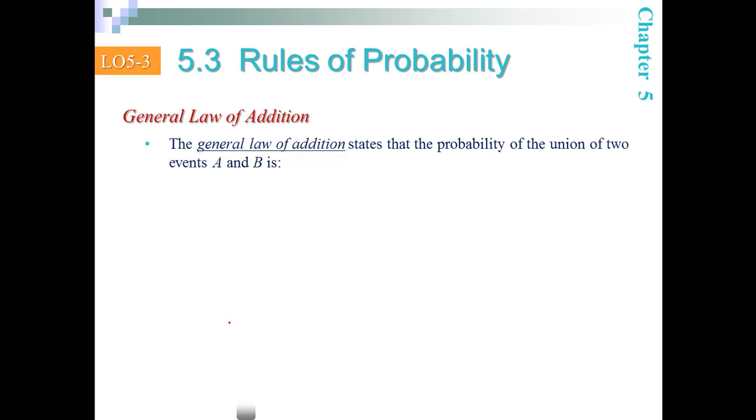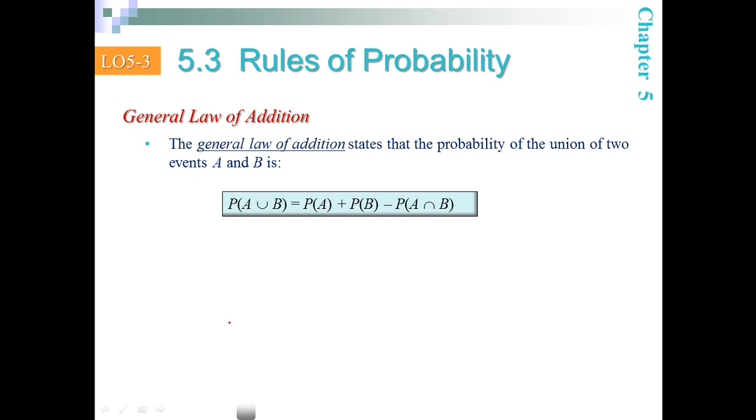This brings us to what we call the general law of addition, and that states that if we have two events, A and B, the probability of the union of those two events, A or B, is just equal to the sum of the probabilities of the events, A plus B, minus the probability of the intersection of those events.